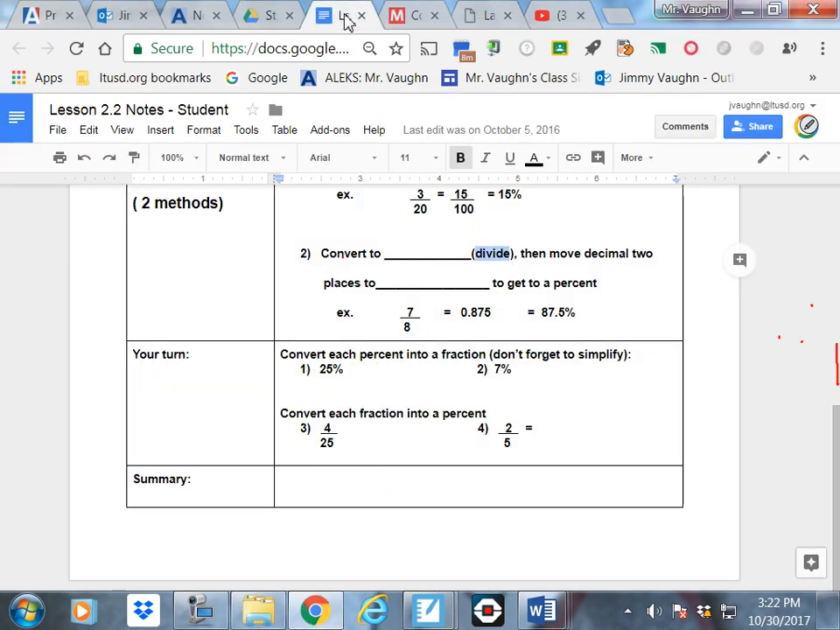So make sure you try the Your Turn problems, these percents into fractions and these fractions into percents, and write yourself a summary of what you would do, what you learned on this page today.